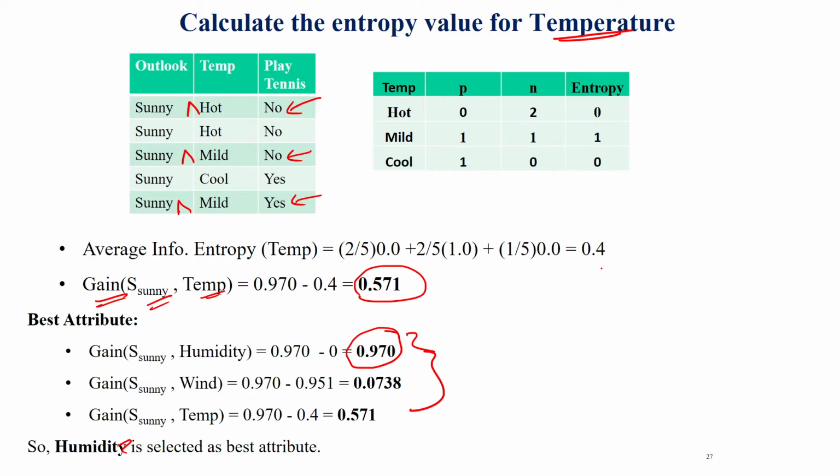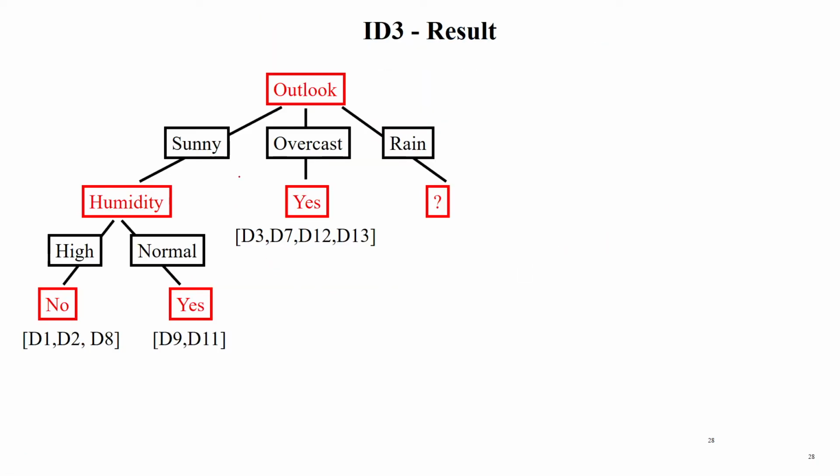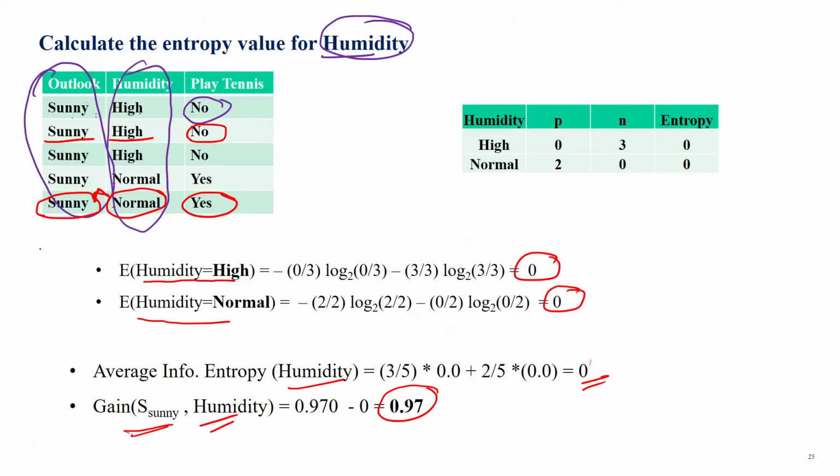So now already root is selected as outlook. Then when value is sunny, among the three attributes humidity, temperature and wind, humidity is contributing more. So after outlook equal to sunny, the humidity is the next node which is taking the decision by acting as the best attribute. The humidity is having again two values. You look at here, humidity is having two values, high and normal.